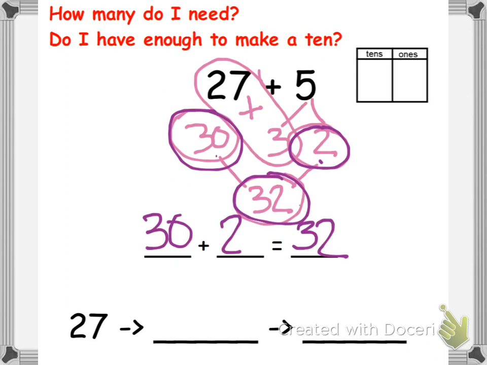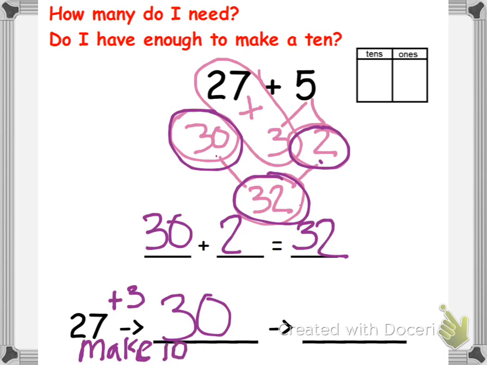Now at the bottom, this is called the arrow way because you do more of the counting, like counting on. So 27, we knew that we needed to add 3 to 27 to make that new 10, which would be 30. So right here, we're making 10.